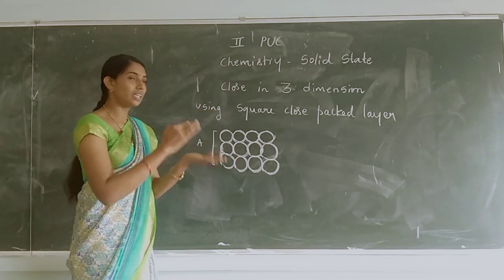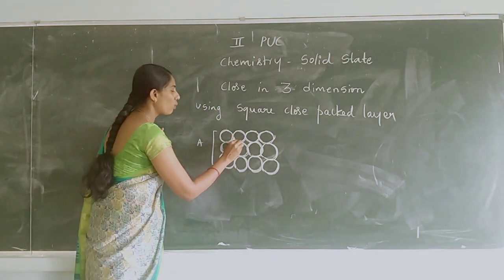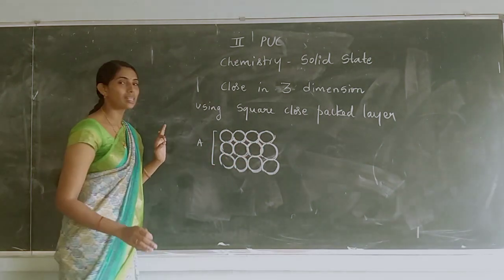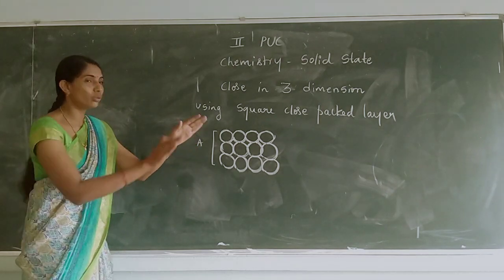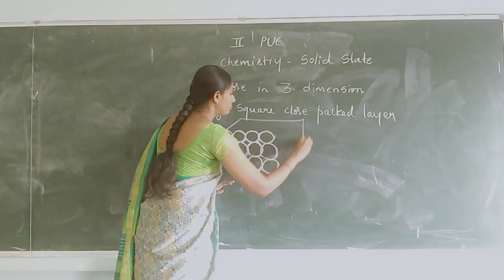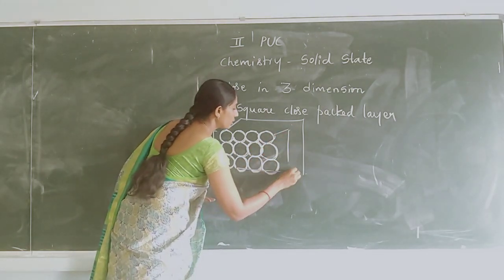So when you place each layer here, remember this square void is maintained. The square void remains as it is. So it gives you the structure.